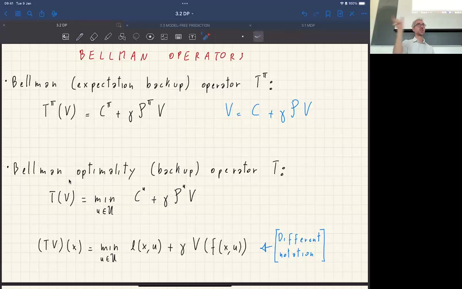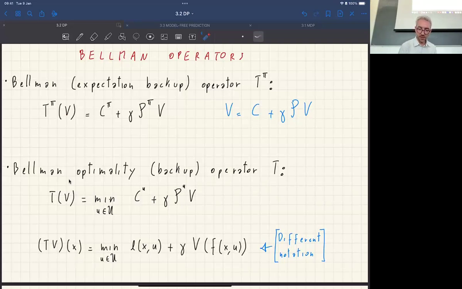So the value function is a fixed point, because if you see this as something that you apply iteratively over a function, it stops changing when you reach the value function. So this Bellman expectation backup operator does exactly this. It modifies a given value function according to this expression.